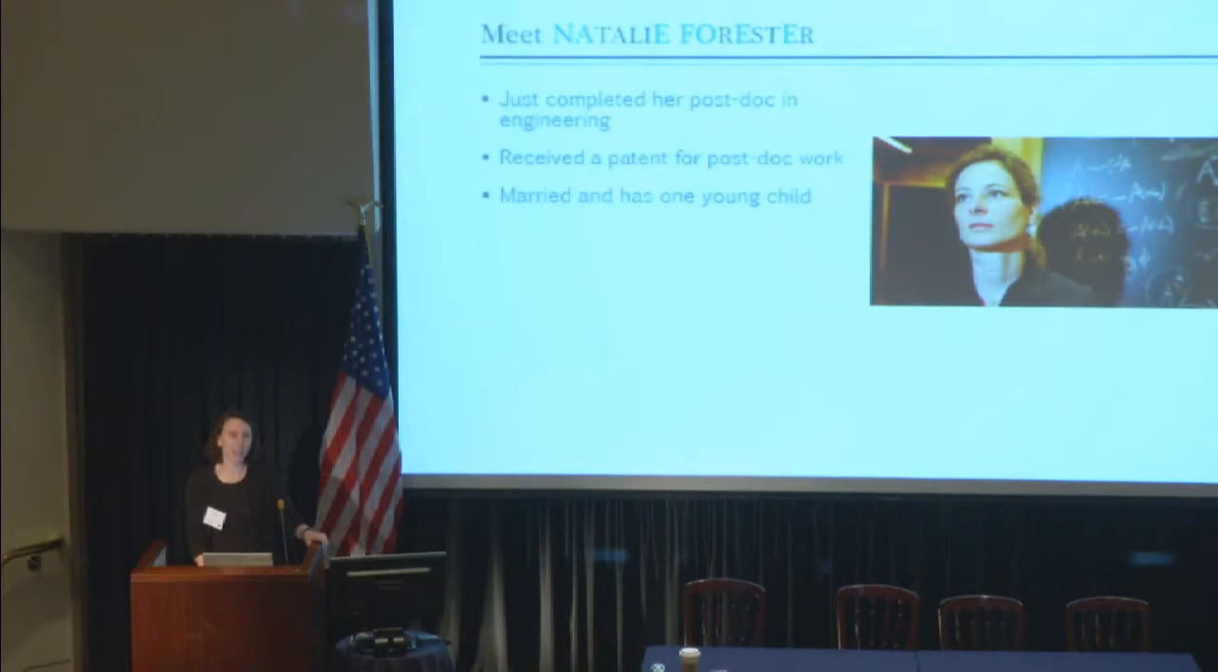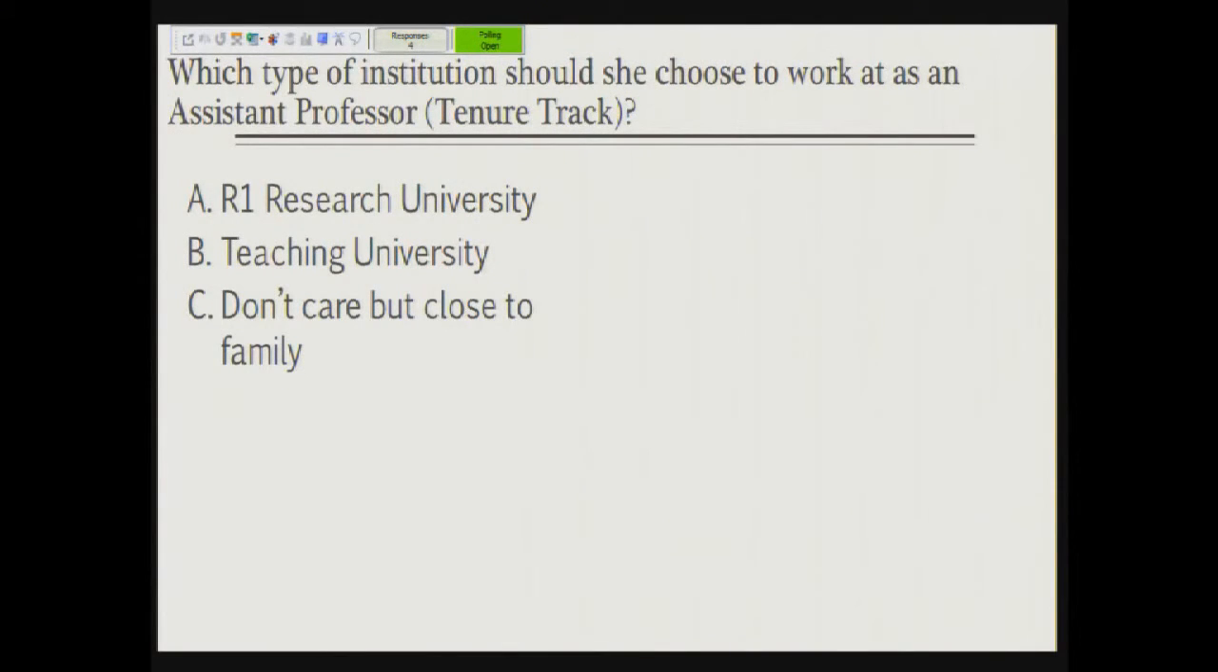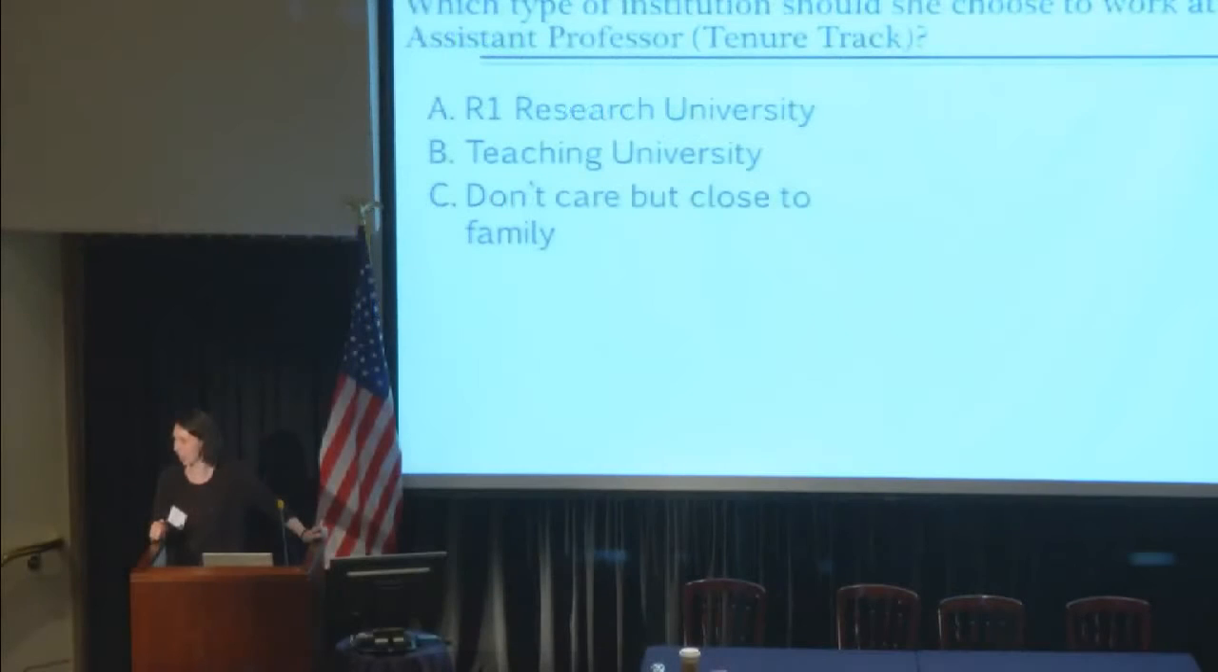All right, you ready for the first question? First question, which type of institution should Natalie choose to work at as an assistant professor in the tenure track? Should she go to an R1 research university, a teaching university, or it doesn't matter where she goes as long as she's close to family? What choice should she make in her career at this point? Remember, she does have a child. She is married, though, so she has the support of her spouse. You're supposed to talk to each other and influence each other. Remember, what choices are going to actually give you back the best impact?